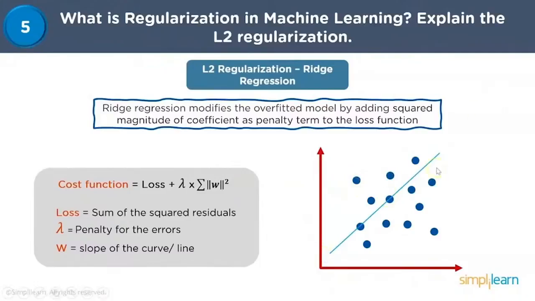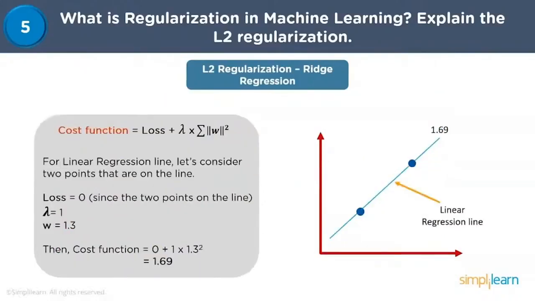On the right you can see a set of data points plotted, and we have our linear regression line, and here we are calculating the cost function for the ridge regression line. Our cost function is actually loss plus lambda into summation of w squared, where loss is the sum of squared errors or squared residuals. Lambda stands for penalty for the errors. W is called the slope of the curve or line.